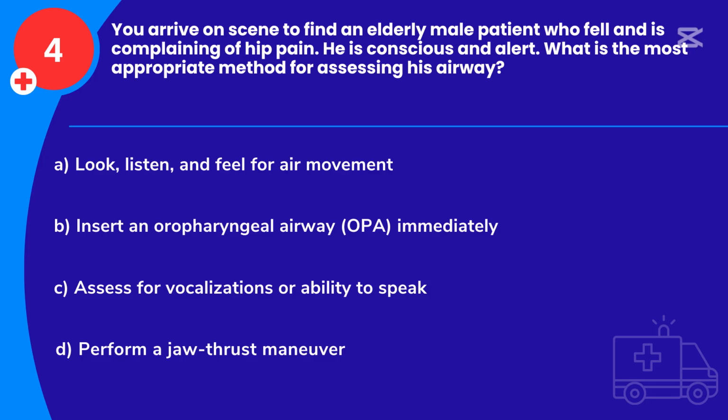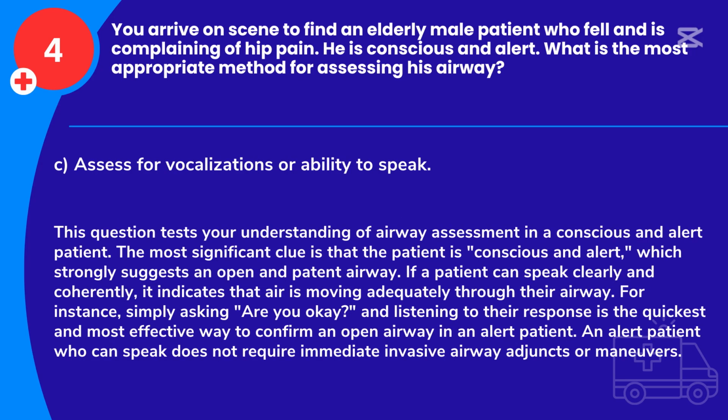He is conscious and alert. What is the most appropriate method for assessing his airway? A. Look, listen, and feel for air movement. B. Insert an oropharyngeal airway, OPA, immediately. C. Assess for vocalizations or ability to speak. D. Perform a jaw thrust maneuver. Answer: C. Assess for vocalizations or ability to speak.